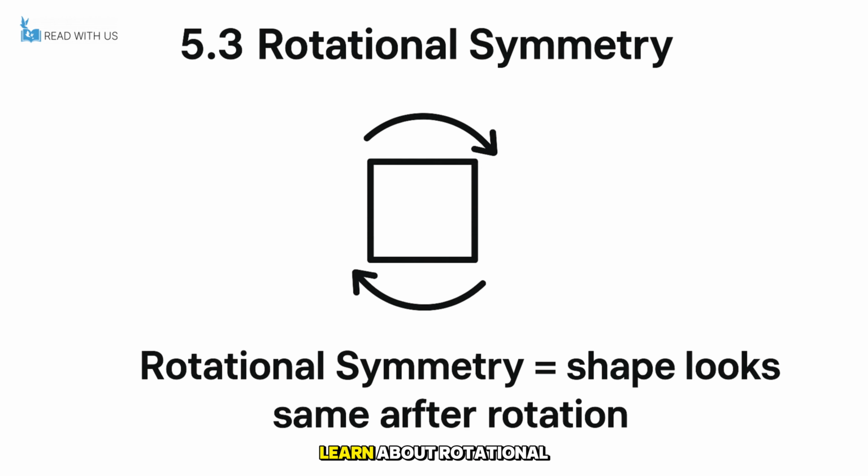In this lesson, we're going to learn about rotational symmetry. So, what is rotational symmetry? A shape has rotational symmetry if it looks exactly the same after being rotated by a certain angle, but less than a full turn. For example, think about a square.